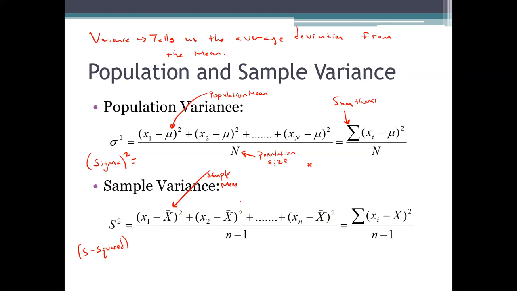And then do you notice a subtle difference in the formulas here? Up here, you're dividing by N, but this is pretty important. What are you dividing by down here? Sample size minus one. Yeah, so it's the sample size N minus one.